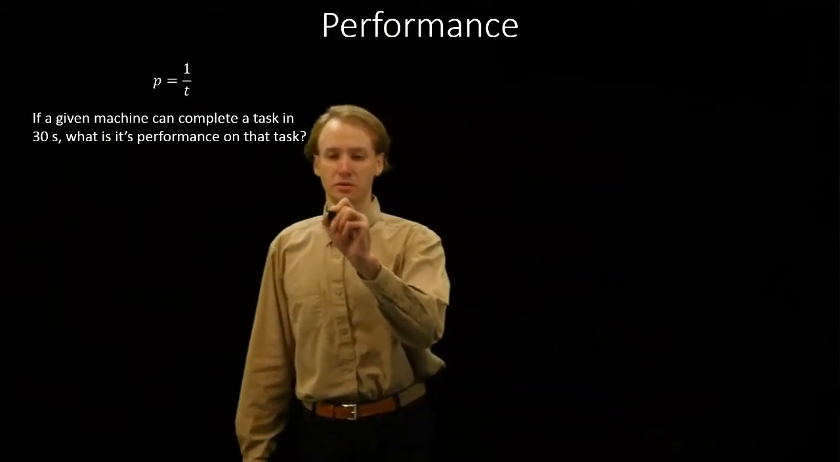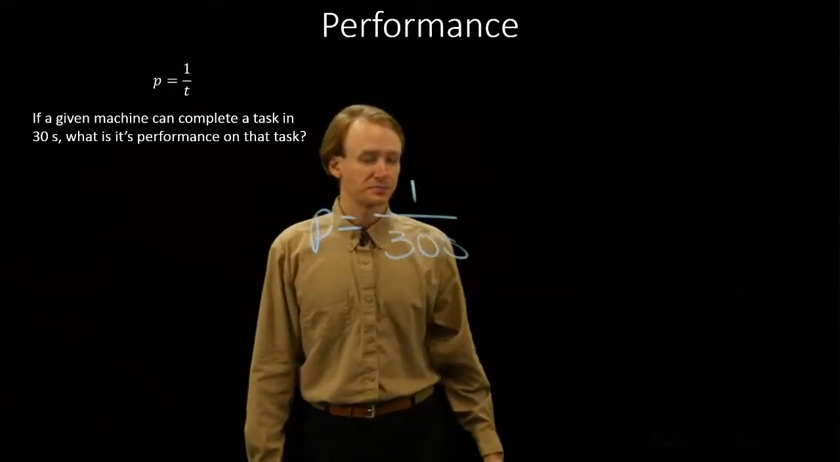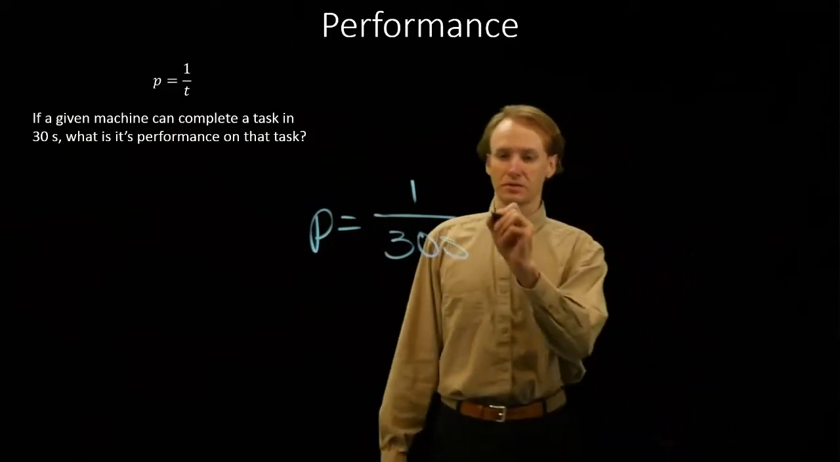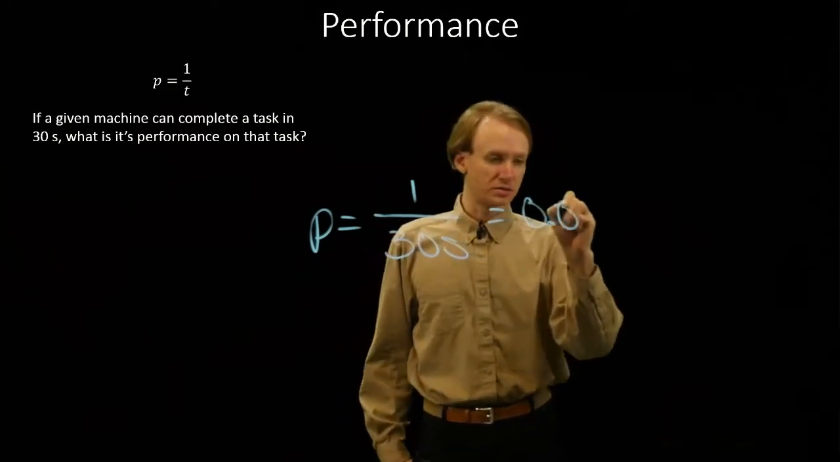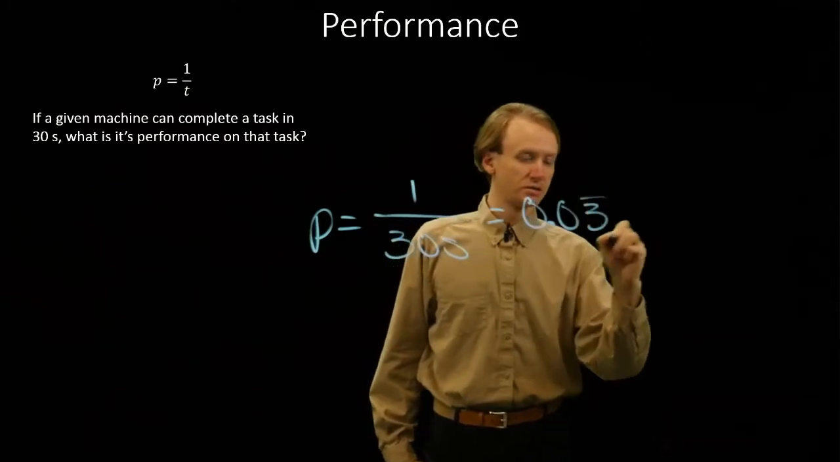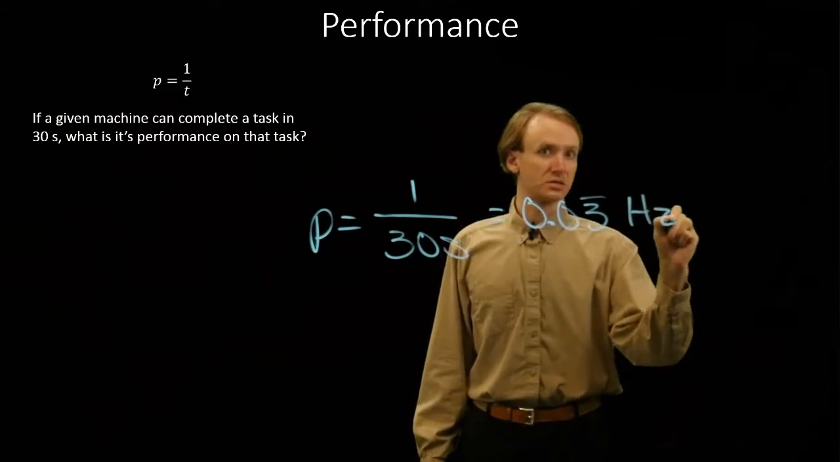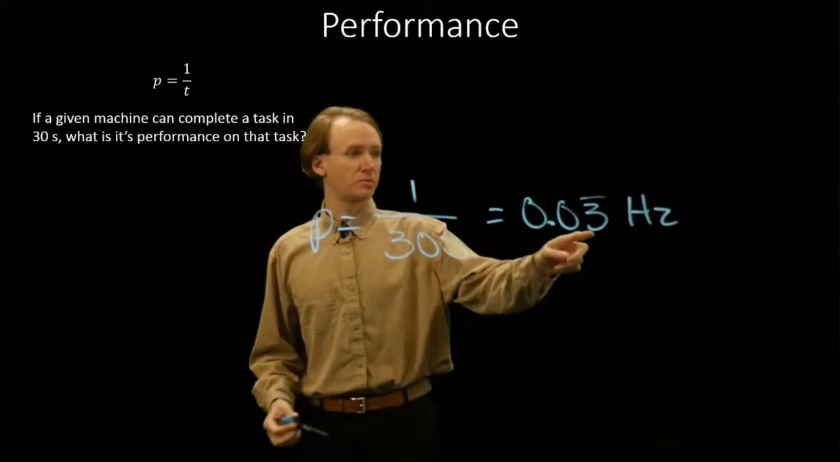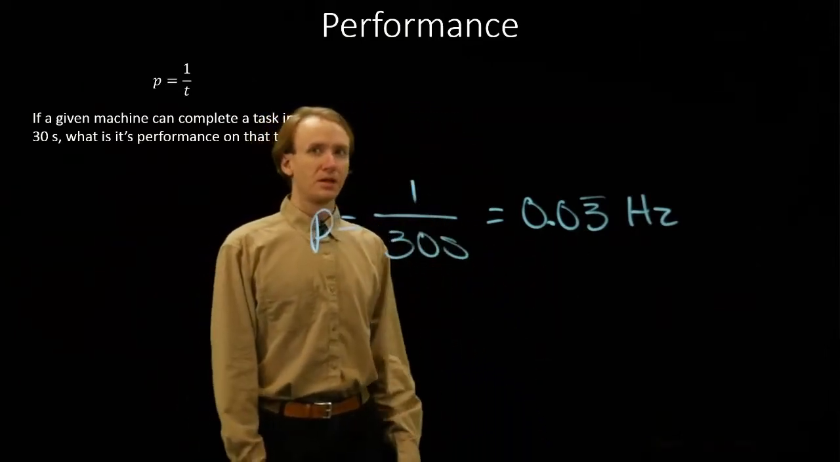We want to solve for performance, so we've got the nice equation. So P equals 1 divided by 30 seconds. So, okay, I can reduce this. It says 0.03, and because I have 1 divided by seconds, that's then in hertz. So, well, I'm getting a small number, because 30 is much, much bigger than 1.